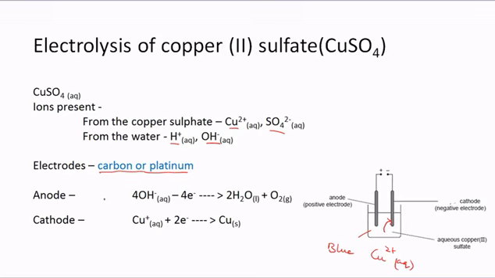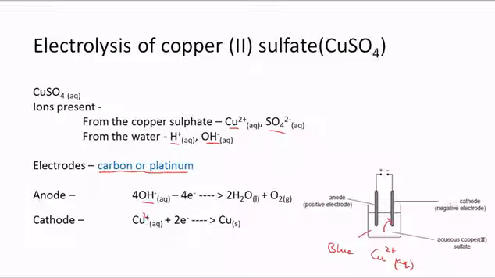And so at the anode, the reaction is 4OH- - 4 electrons producing 2H2O + O2. So the OH- ions are discharged in preference to the sulfate ions. At the cathode, we have Cu2+ from solution + 2 electrons producing copper.